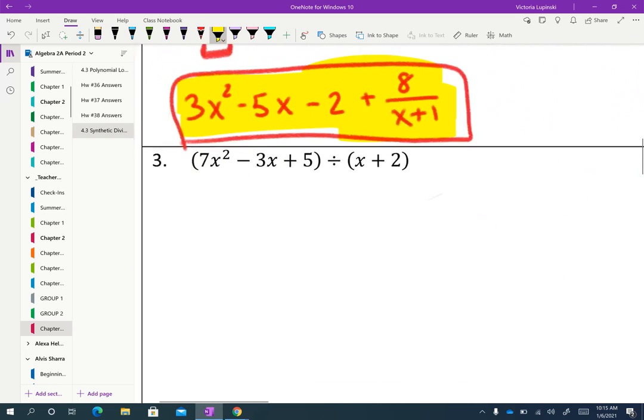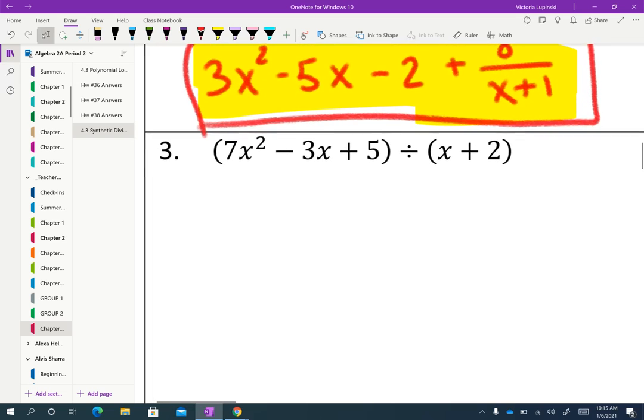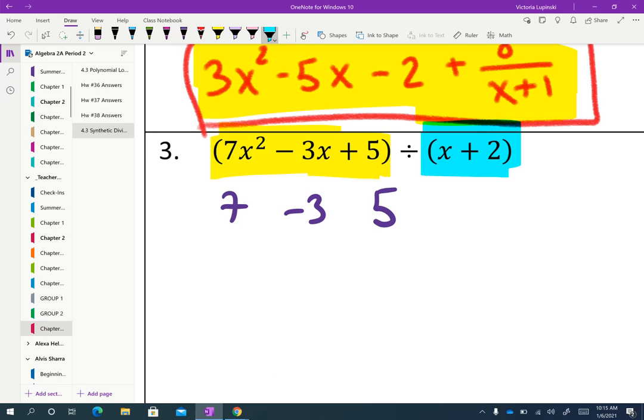How about number 3? So actually number 3 is even easier than the first two because you're only starting with a quadratic. But again, let's start by looking at our dividend. We're going to go ahead and copy those coefficients, 7, negative 3, 5. Take your divisor. Either set it equal to 0 and solve, or simply take the opposite, negative 2. Once you've got your setup, you're going to go ahead and bring down the 7.